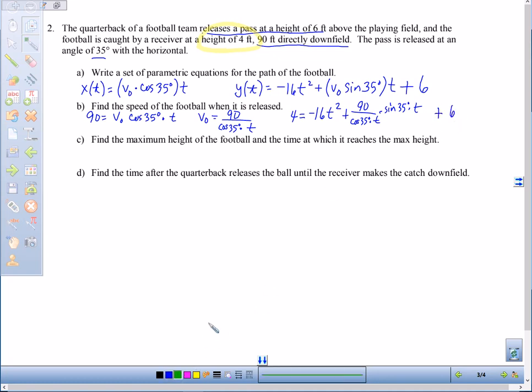So let's clean this up a bit. If we notice, these t's are going to cancel. And sine of 35 over cosine of 35 is really just tangent of 35. So what we're left with is this equation: 4 equals negative 16t squared plus 90 tangent of 35, that's just times, 90 times tangent of 35 plus 6. Well, guys, we can punch this in our calculator and get a value. This is approximately 65.019.